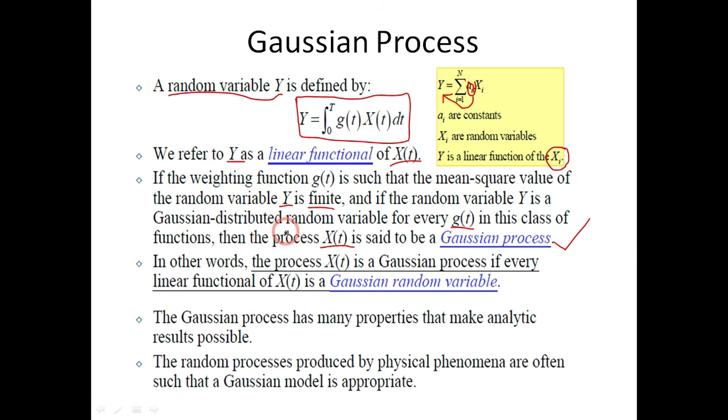It is the mean square value of the random variable y. And if the random variable y is Gaussian distributed for every g of t in this class of functions, then the process x of t is said to be a Gaussian process. In other words, the process x of t is Gaussian if every linear function of x of t is a Gaussian random variable, meaning that for n number of experiments, for example n1, n2, n3, and so on, up to n of t, we keep the n number of experiments. Here, in a Gaussian process, every function of x of t is a Gaussian random variable, and the Gaussian process has many properties that make analytical results possible.